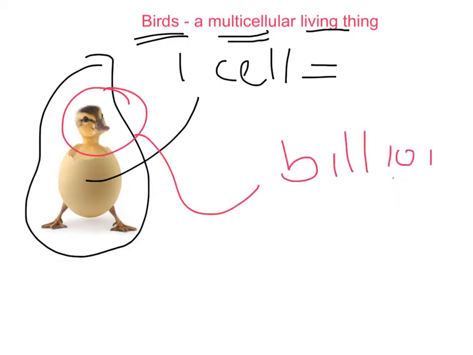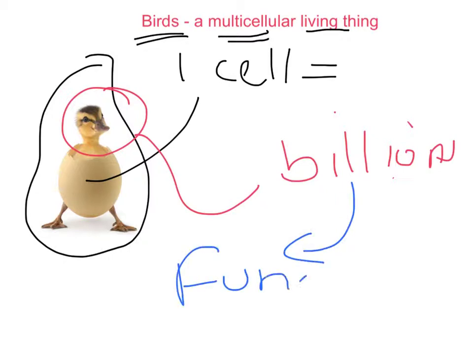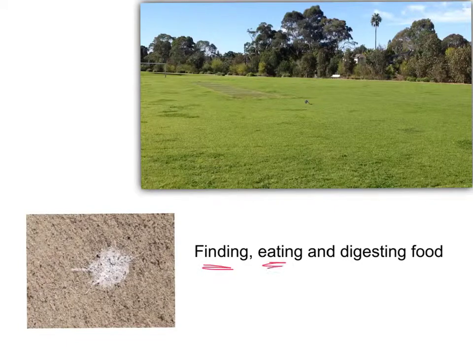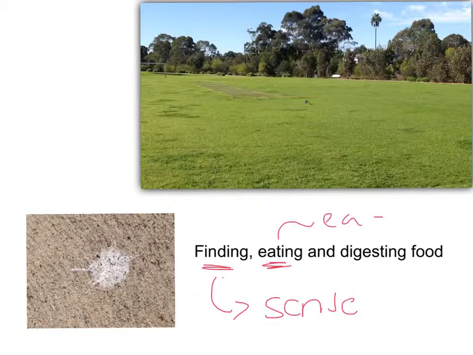In this video, I'm going to talk about how these billions of cells help the bird to perform all its important functions to stay alive and thrive, so how this little bird can grow into a very happy adult bird. I'm going to show you a quick video of a bird and how it can use its cells to find and eat food. For example, it can use its nerve cells to sense food, and it can use its muscle cells to eat food by moving its beak.